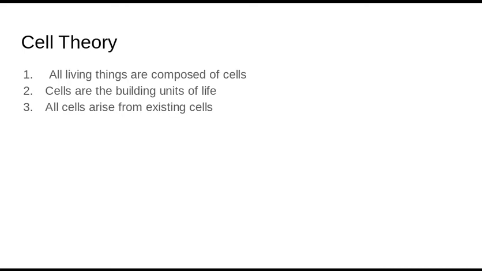Third, all cells arise from existing cells. Again, that seems kind of silly to us nowadays because we've grown up knowing about cells. But back in the 1500s, people thought life just occurred spontaneously. They didn't understand where things came from. And so, that is the third component of cell theory.